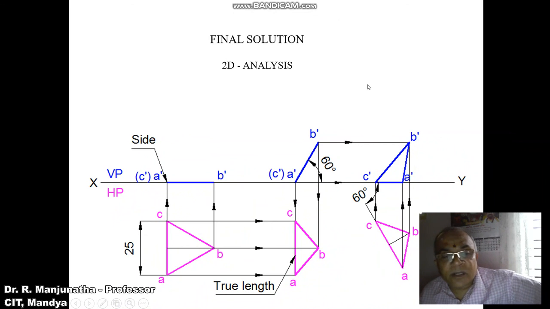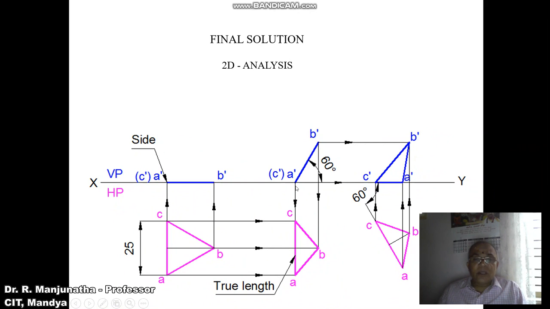Then by using the compass with A dash and B, with A dash as center, take the distance of A dash B dash in the second position front view. Cut an arc on that 60 degree line and mark this point as B dash, and then join A dash and B dash with a dark line.